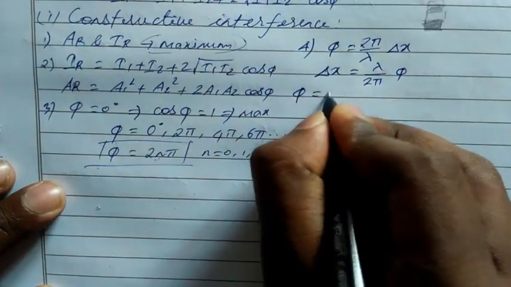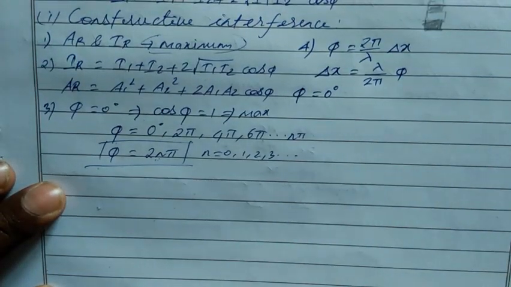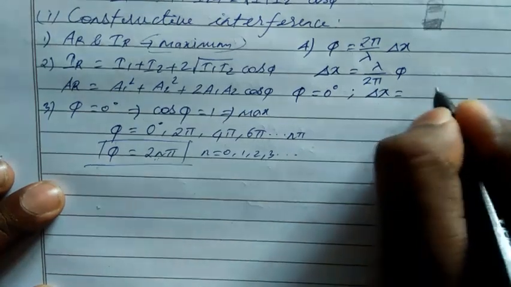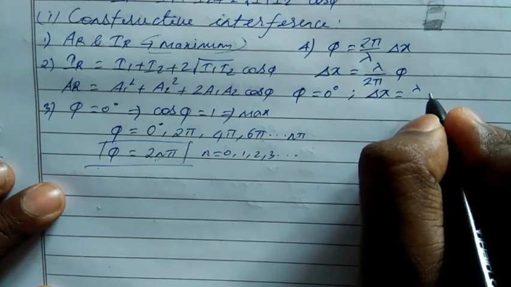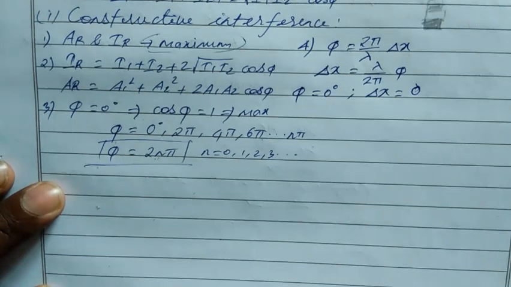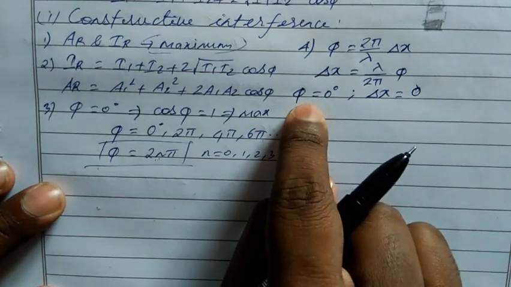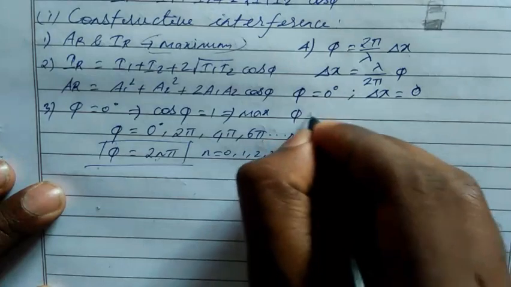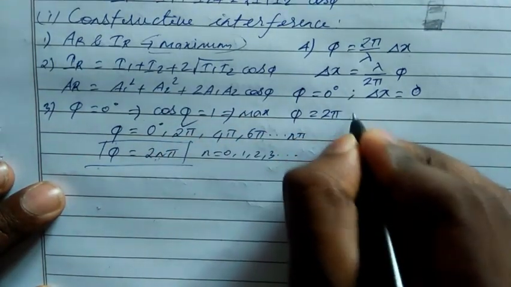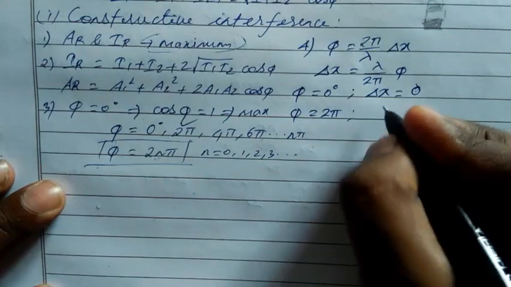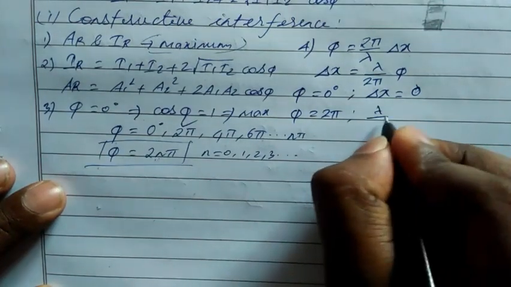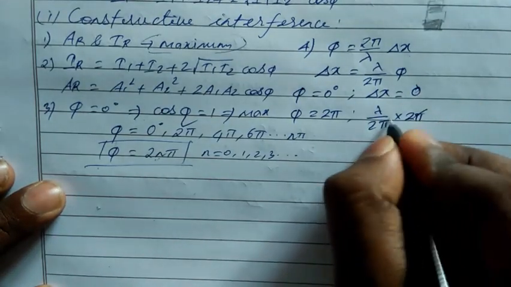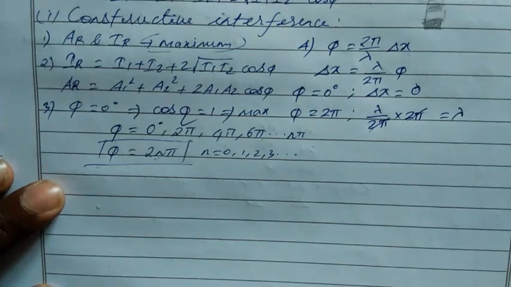Initially I take phi as 0. If I take phi as 0, then what is my del x? Del x will be 0. If we take the phase difference as 0, then my path difference is also 0. If we take the phase difference as 2 pi, then what is the path difference? Lambda by 2 pi into 2 pi, instead of phi take the value 2 pi, 2 pi gets cancelled, then we have lambda.